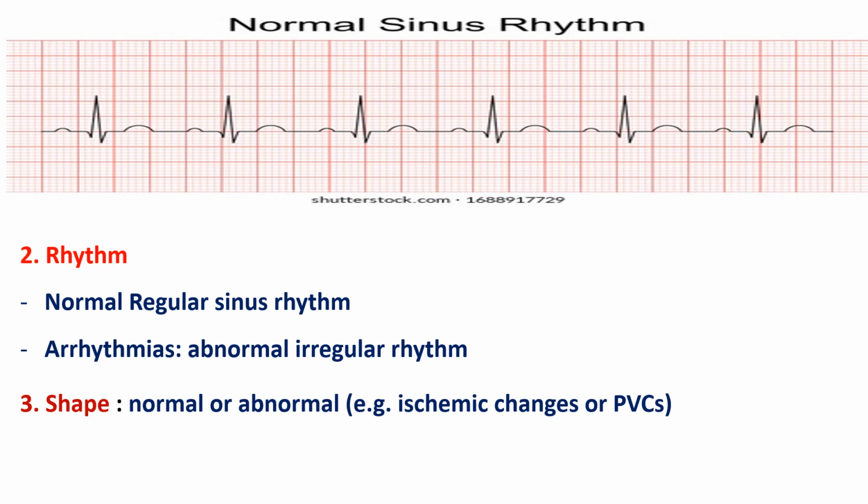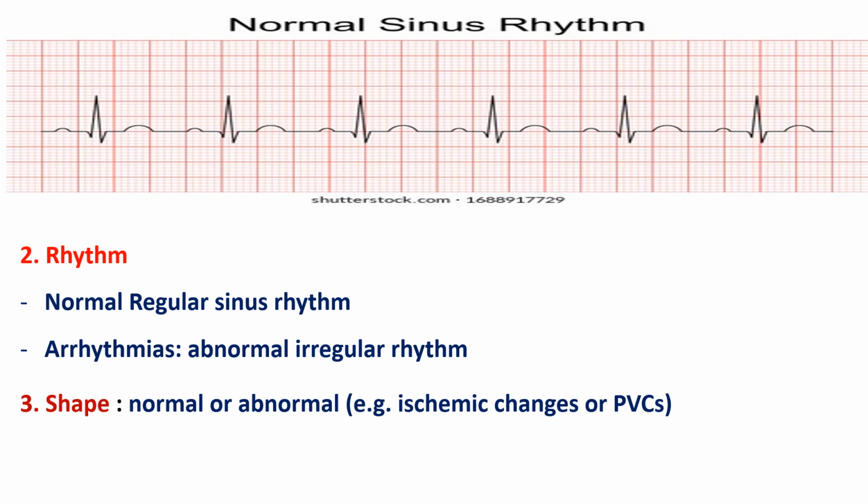Normal rhythm. The rhythm of ECG can be normal or abnormal. Normal regular sinus rhythm, as in this picture for the normal sinus rhythm. Abnormal irregular rhythm is called arrhythmia. Arrhythmia means abnormal irregular rhythm.